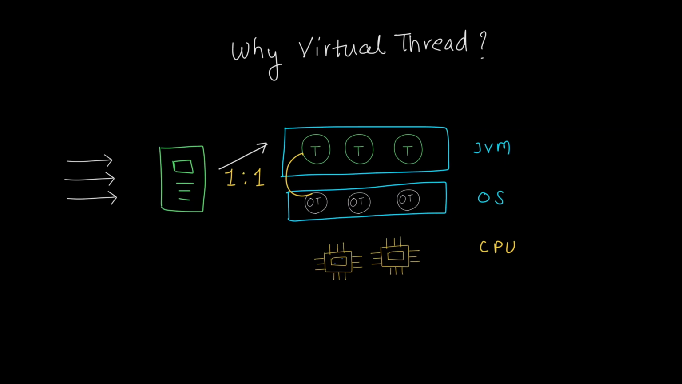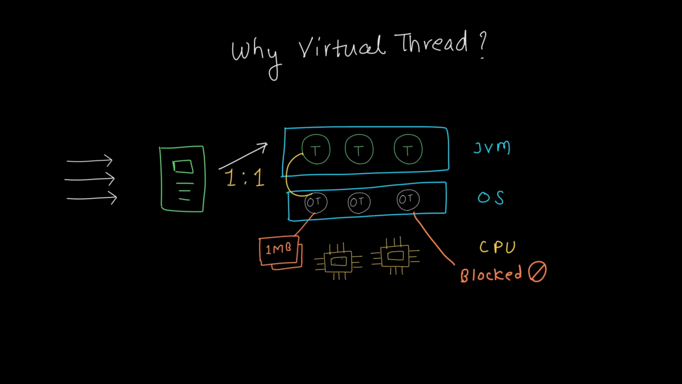Now, what is the problem here? The problem is OS threads are expensive. For example, each OS thread is associated with a 1 MB fixed stack. And the usual operations on these threads are blocking. So if you see the problem here, these are expensive OS threads which need to be created for one request.